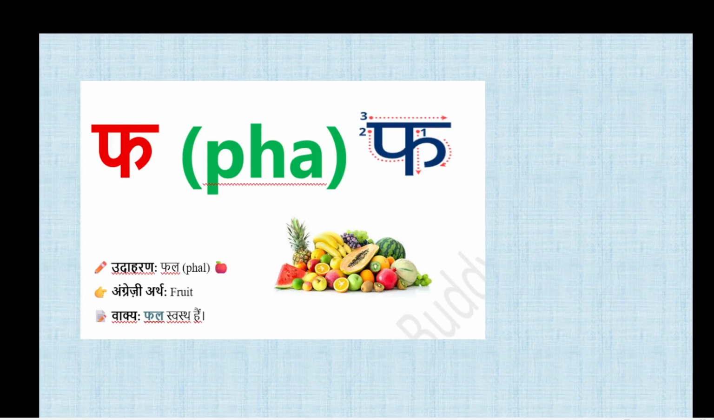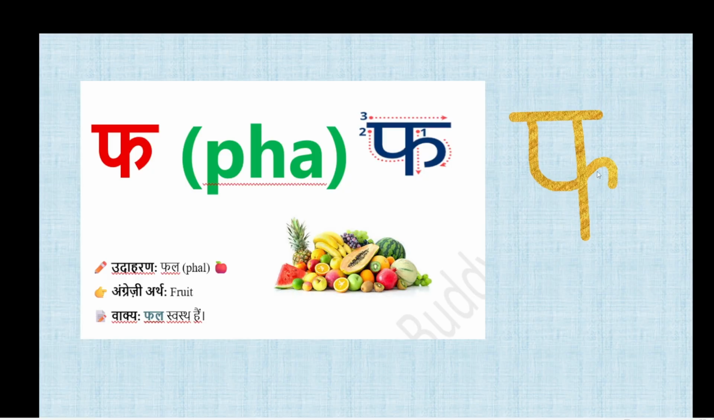Now, let's read the sentence. Phal swasth hai, meaning fruits are healthy. Let's see the strokes now. A small standing line followed by a loop, a standing line again, and finally a sleeping line on top.